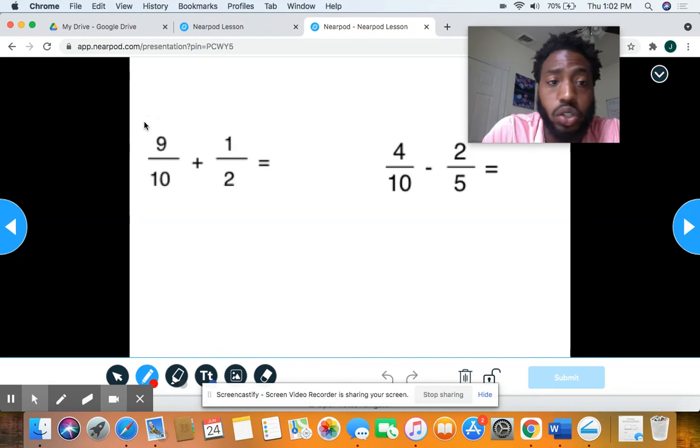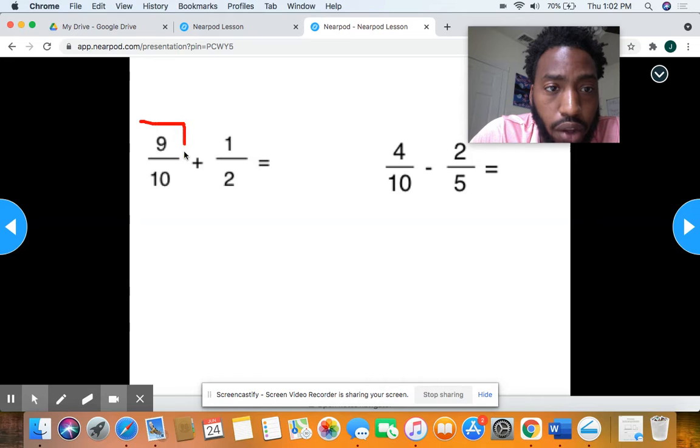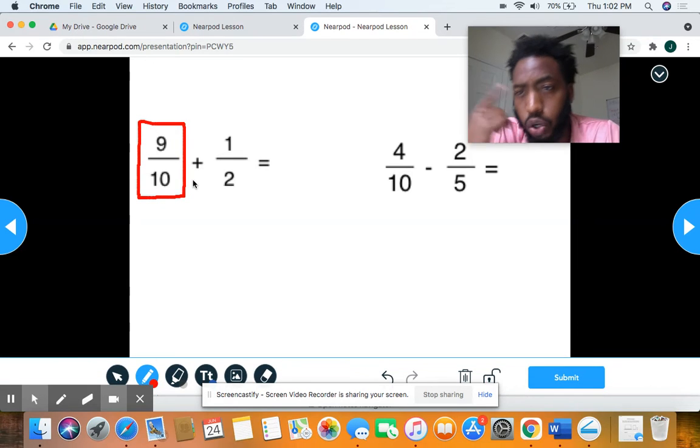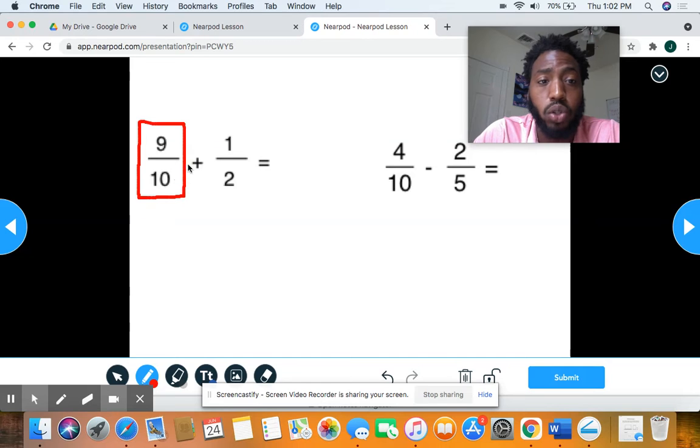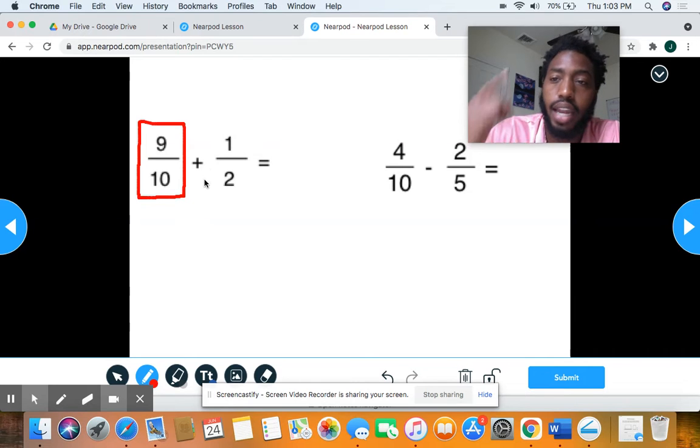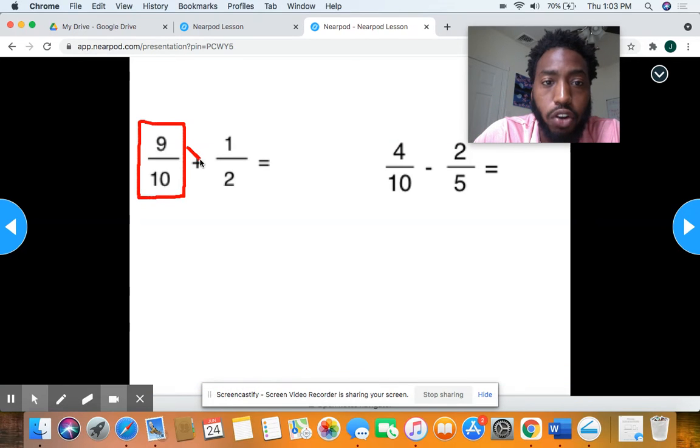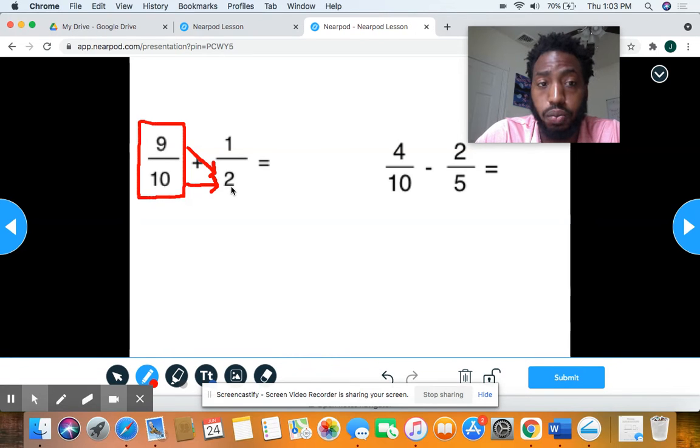So the first thing that I'm going to do is draw a rectangle around this first fraction. That rectangle shows me I'm starting with this first fraction. And my next step is to multiply both the numerator and denominator by the opposite denominator. I'm going to show this by drawing two arrows. So I'm going to multiply both the 9 and the 10 by that 2.